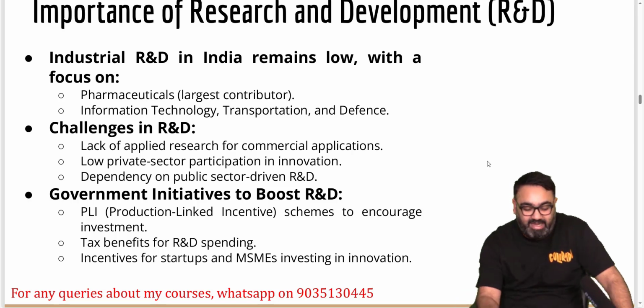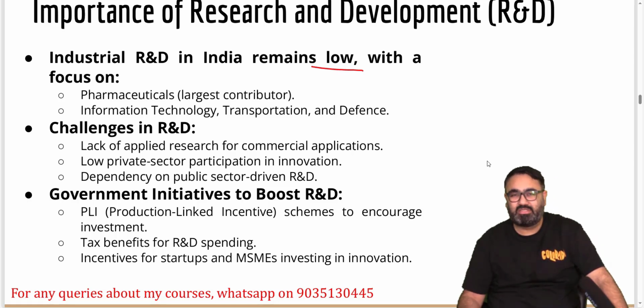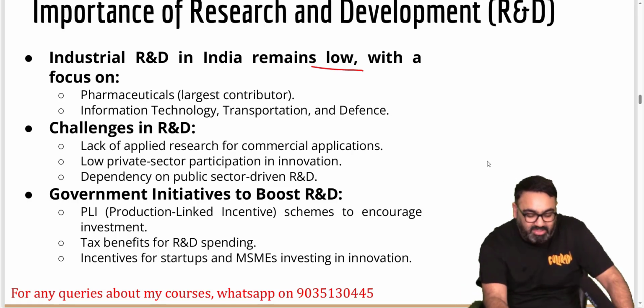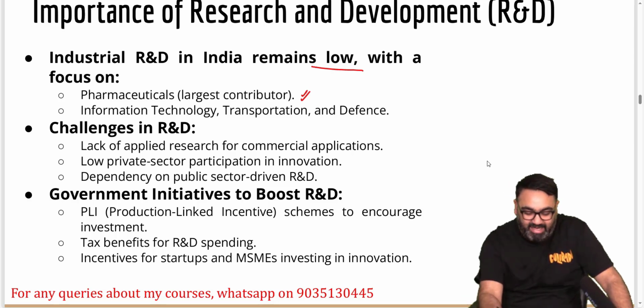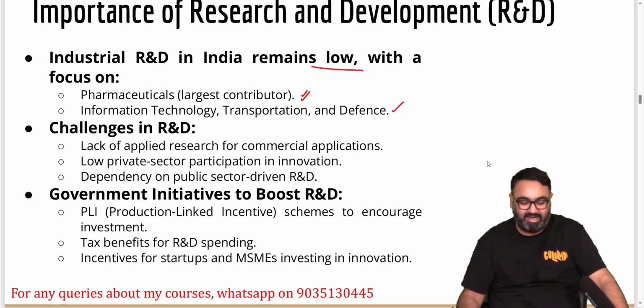The industrial R&D in India remains very low still, although the focus has been on certain sectors. For example, pharmaceutical is where most of the R&D has gone in. With increasingly new diseases coming in, the companies also are focusing on making sure that they are pushing a lot of R&D into pharmaceuticals. IT, transportation, defense also has seen certain R&D.